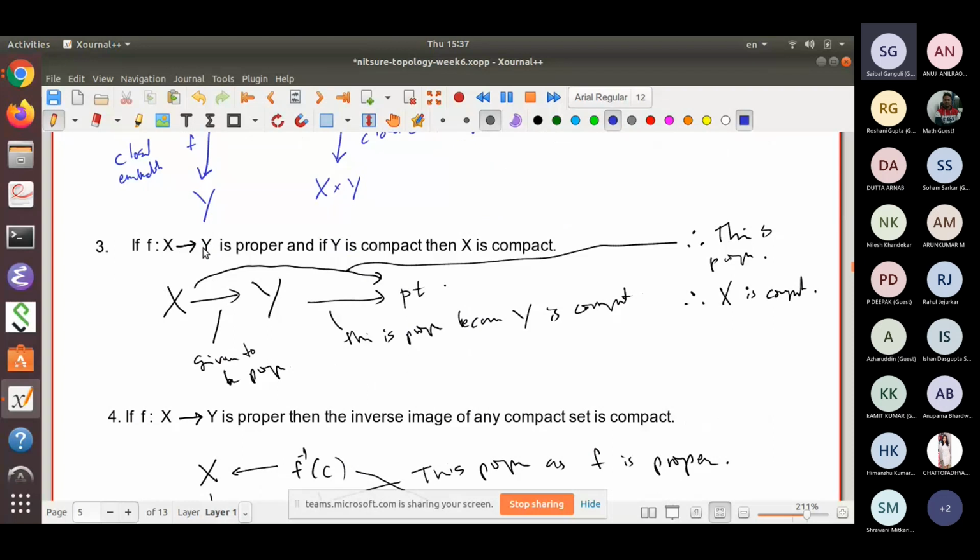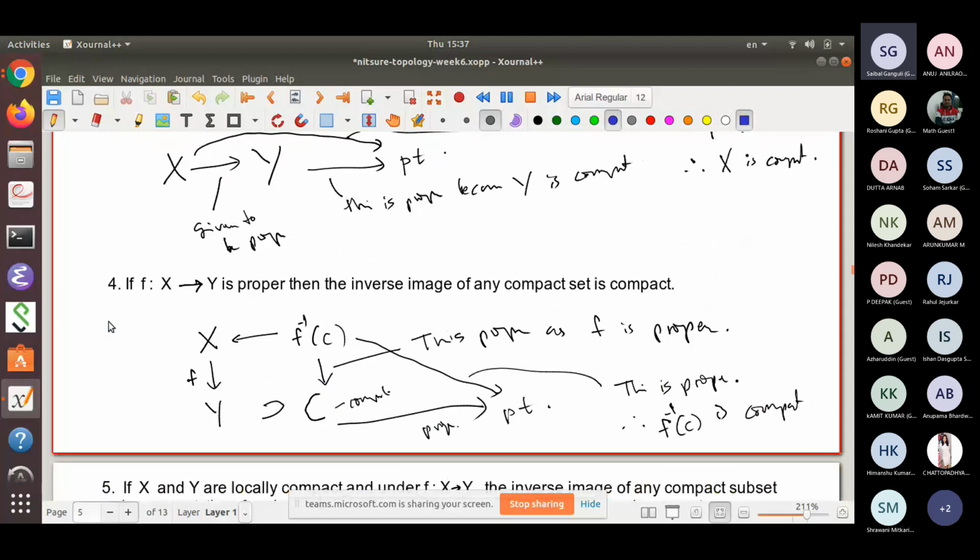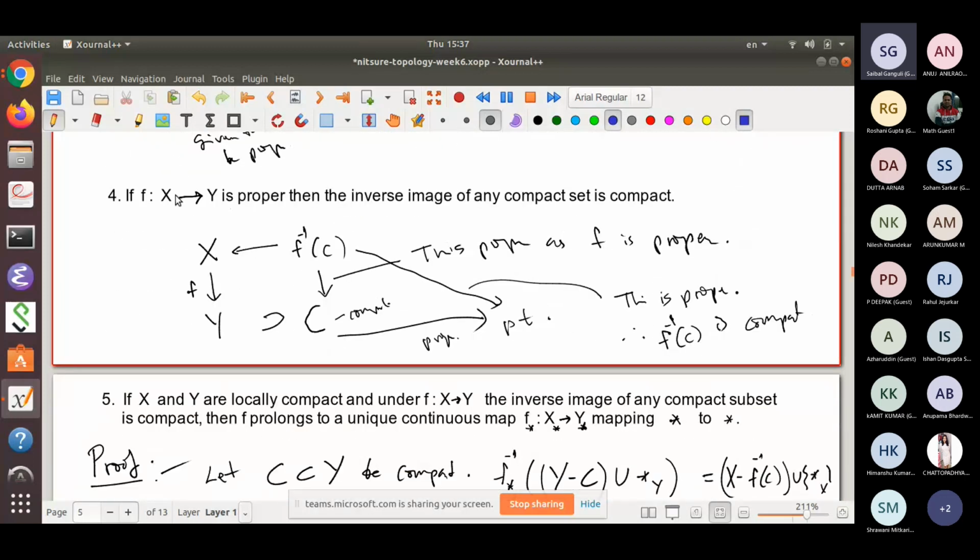Then here was a statement: if X to Y is proper and Y is compact, then X is compact. Because Y is compact, the map to a point is proper, and X to Y is given to be proper, so the composite map to a point is proper, and a map to a point is proper if and only if the space is compact. If X to Y is proper, then the inverse image of any compact set is compact. Why? Because if X to Y is proper, you take any subset here and take its inverse image, that map is again proper. Now C was compact, and here to here is proper and C to a point is proper. So the composite is proper and therefore the inverse image of C is compact.